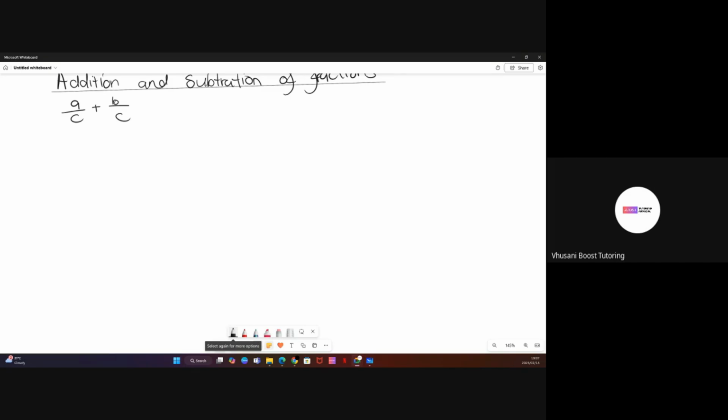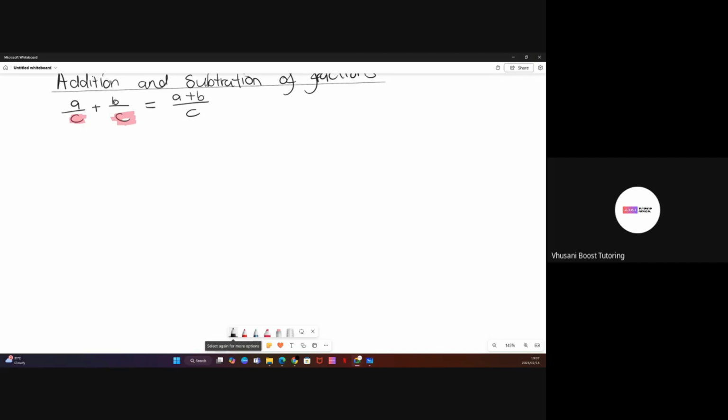This is pretty simple. We first need to look at the denominator. If the denominator is the same, then we have a common denominator. In this case, we have what we call a common denominator of c. So this means that we can just add the numerators. So a plus b, divided by c.